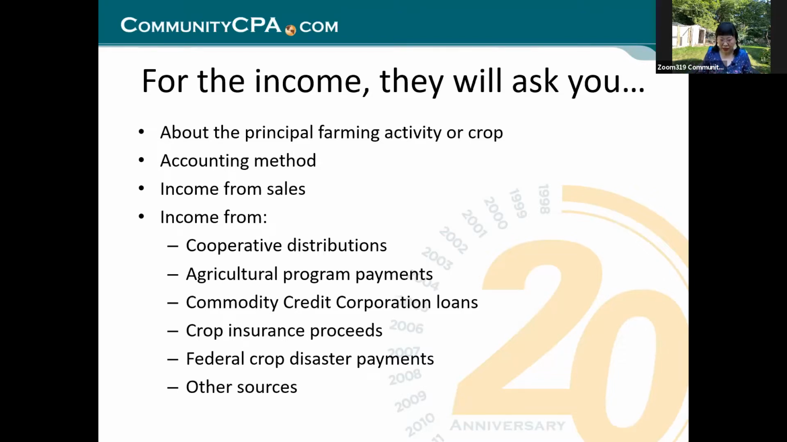Income from sales, you need to know that. Income from the other items you see here, agriculture program and all that stuff, that is also income, but it is not something you get from selling your produce. So Stephanie only has income from selling her chicken and eggs. So the other kind of income is not her income.